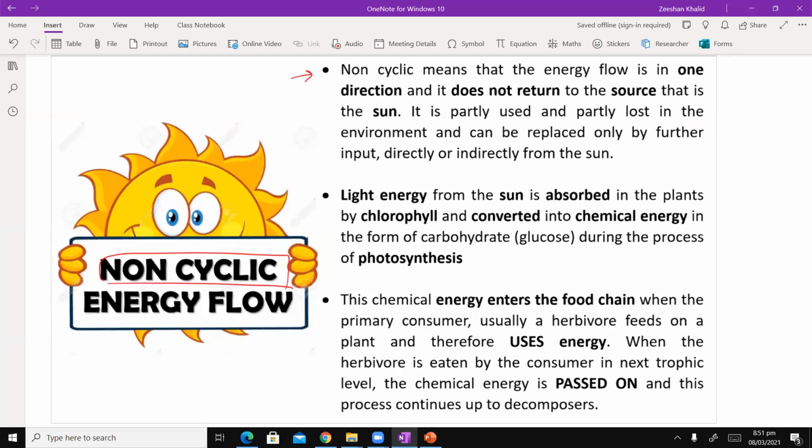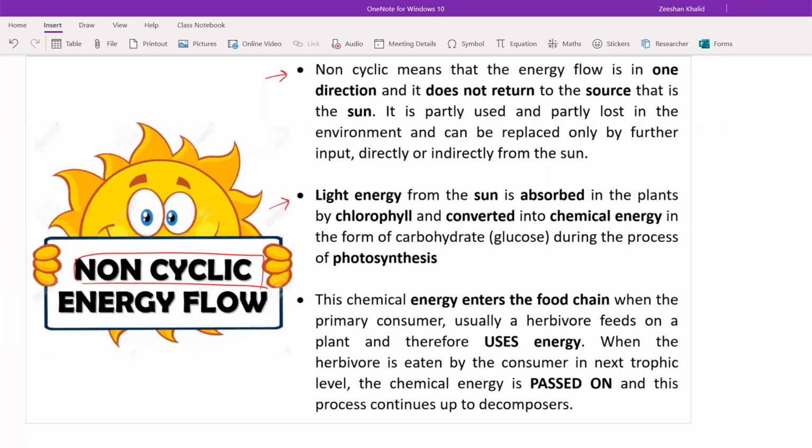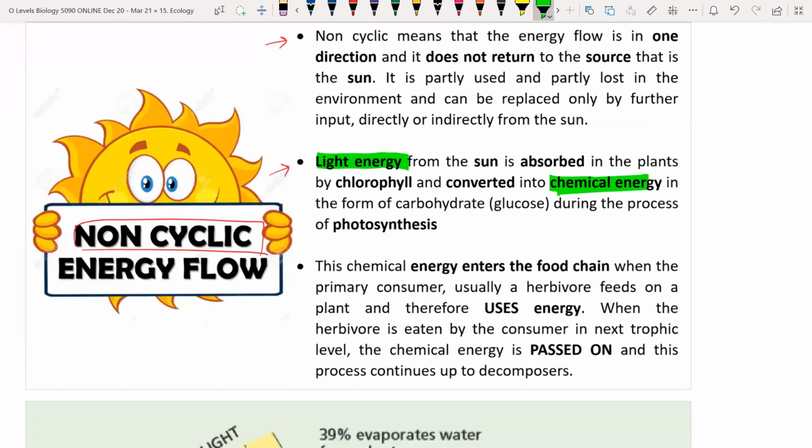And this topic, by the way, is very important from the exam perspective, okay? It is partly used and partly lost in the environment and can be replaced only by further input. Okay, a little more detail: when you're talking about the non-cyclic flow, you have to explain what happens at the producers. And you know this already. It says light energy from the sun is absorbed in the plants by chlorophyll and converted into chemical energy. So you can clearly see you are telling the transition of energies. Light energy being converted into chemical energy, of course, this is being done in chlorophyll to form carbohydrates, and this process is photosynthesis.